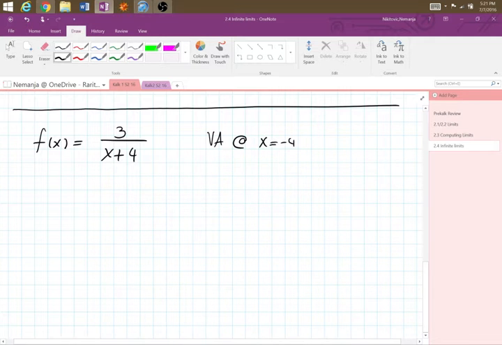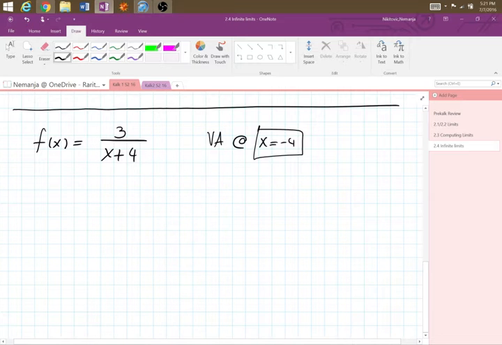By the way, I just need to make sure that you are not doing this. If you write VA equals -4, that's just garbage. It has nothing to do with anything. That notation does not exist in mathematics. Don't do that. Equation of the line is x equals -4. So vertical asymptote at x equals -4. Why? Because that would make 0 in the denominator.